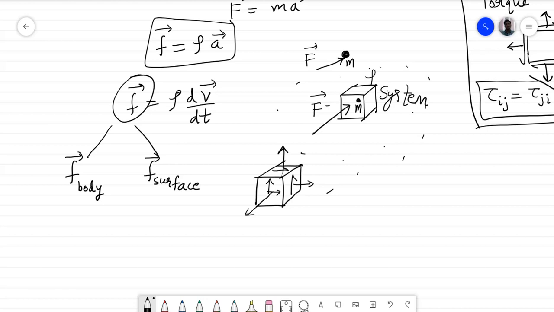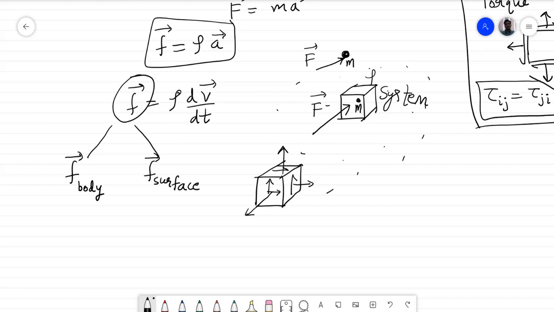Inside, if you cut the element and draw a free body diagram of that element, then you will see these stresses appearing on that surface. But because we are considering this entire thing as our system, as our free body, therefore the forces appear only on the surface of this free body.